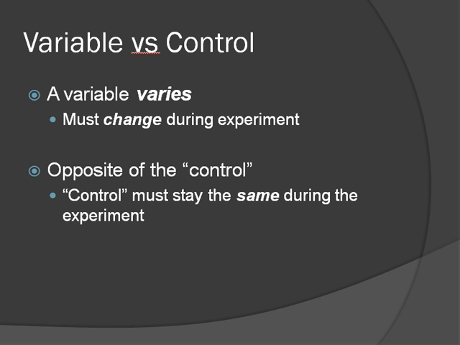A variable must vary. It's something that changes. So in this experiment this week, we were varying the amount of a substance used in each of our polymers.